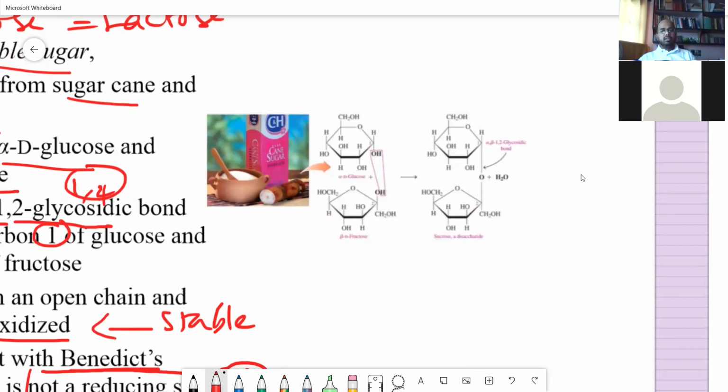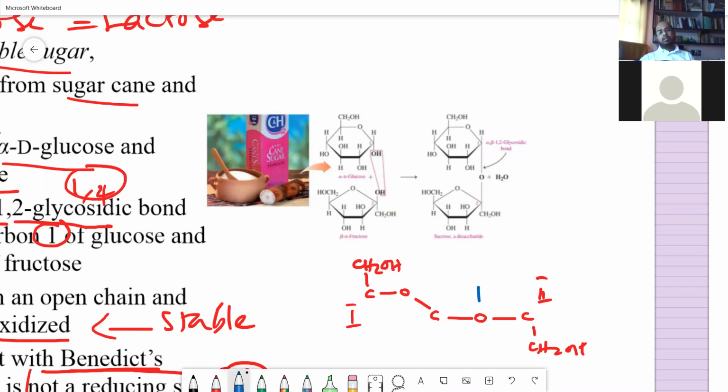I can just write the open chain structure like CH2OH, C, and it is linked to some other unit. This is the first unit, this is the second unit. And this linkage is called the glycosidic linkage.